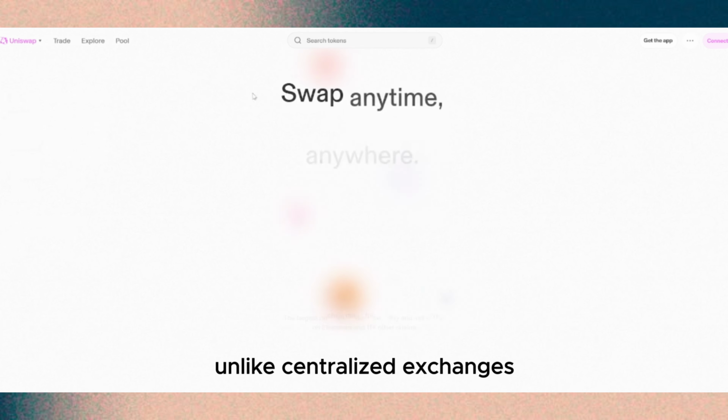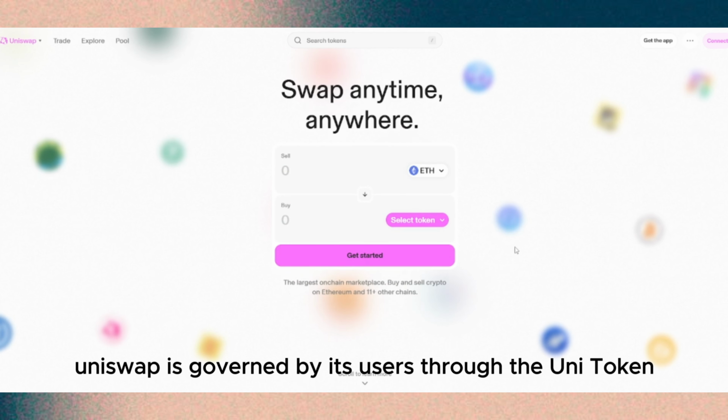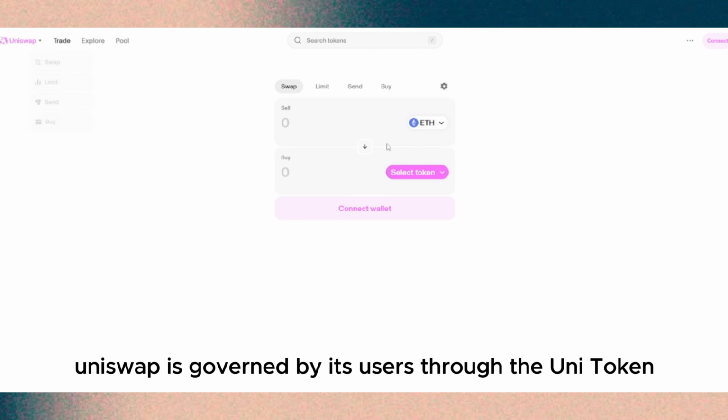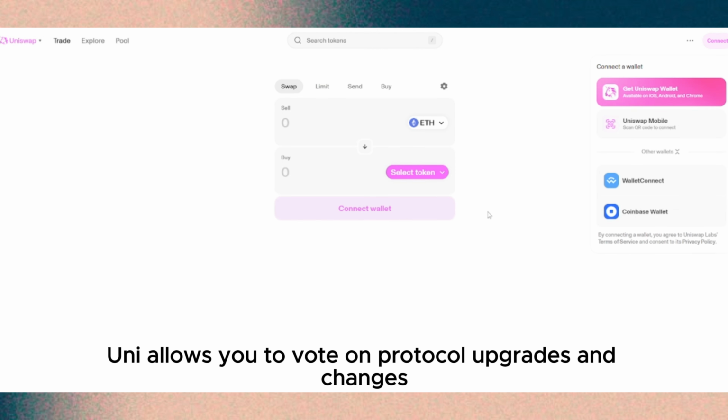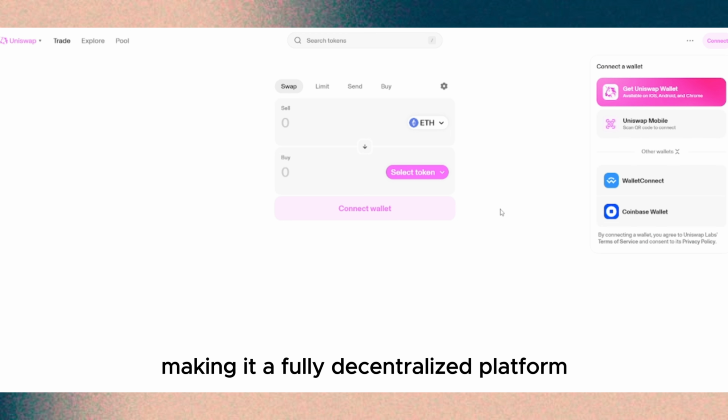Unlike centralized exchanges, Uniswap is governed by its users through the UNI token. Holding UNI allows you to vote on protocol upgrades and changes, making it a fully decentralized platform.